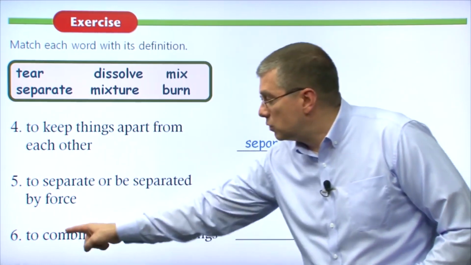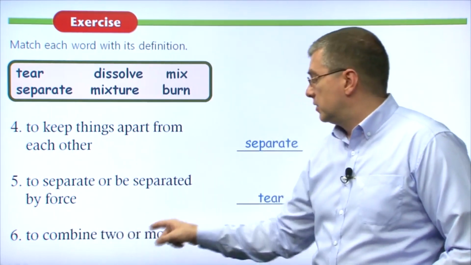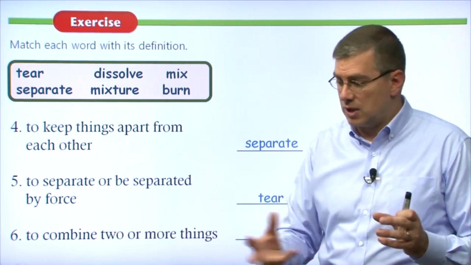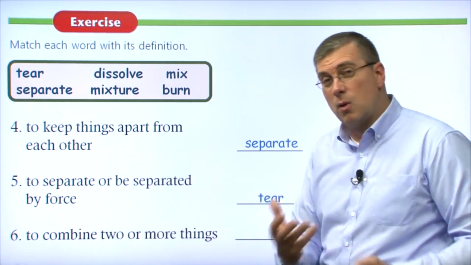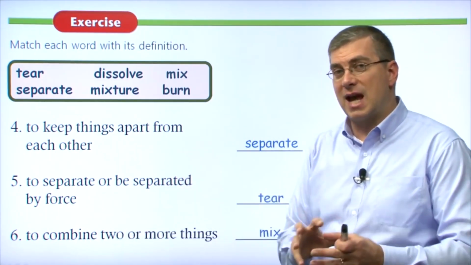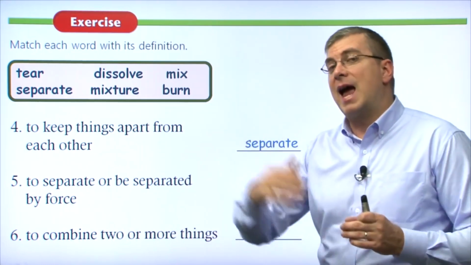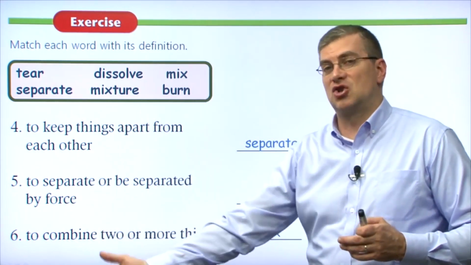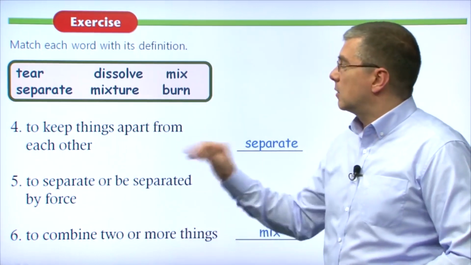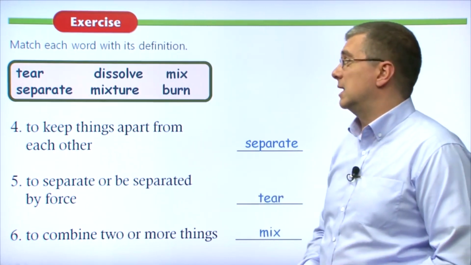Finally, 6, to combine. We're looking for a verb here because to combine, that's a verb. Two or more things. So we have two or more things like peanuts, almonds, cashew nuts. We want to combine them together. What are we doing? We are mixing them. To mix two or more things together. After we mix things, that's the verb. We combine them together. That's to mix. After that, we have the noun. That is a mixture. So that's the difference between mix and mixture. Okay? So these are the words and these are the definitions. This is how we will define these words.